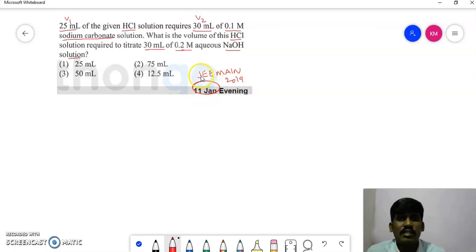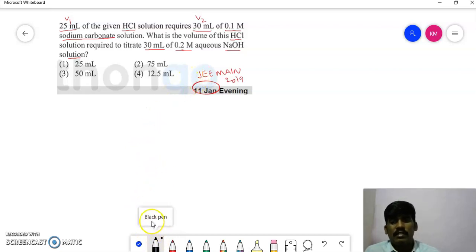Children, these types of questions are very, very important, right? And this type of questions can be asked frequently. You can expect even in JEE 2020 also. Let's take a look at it. How can we solve this?